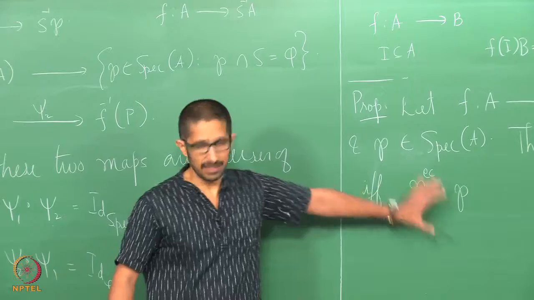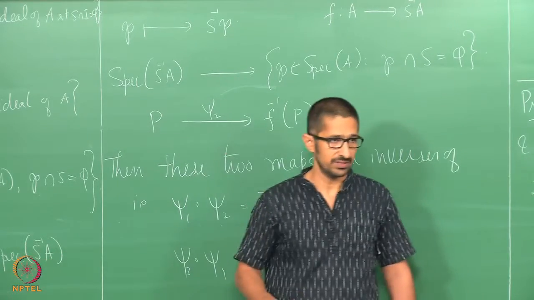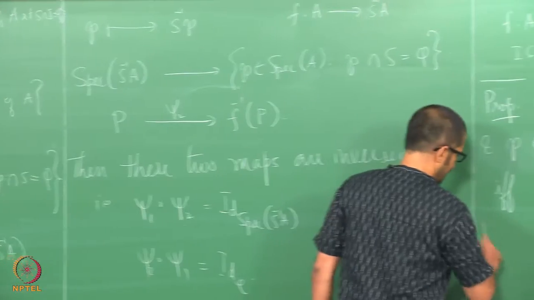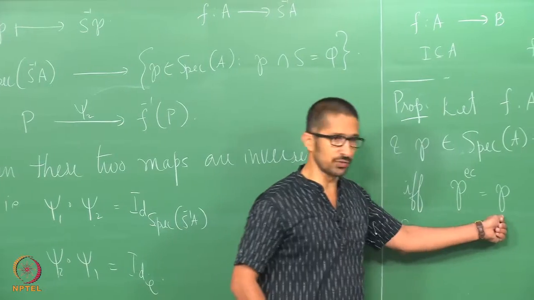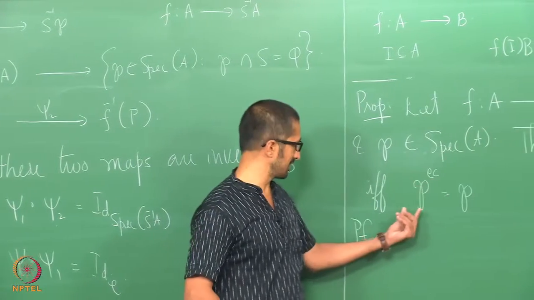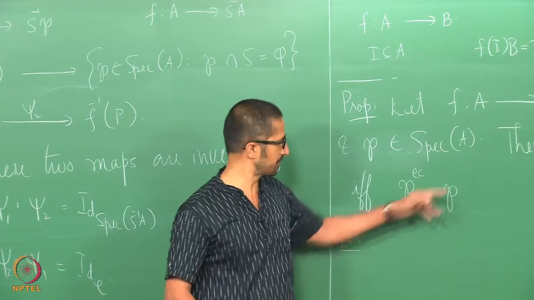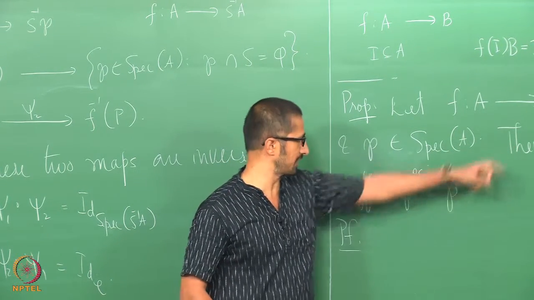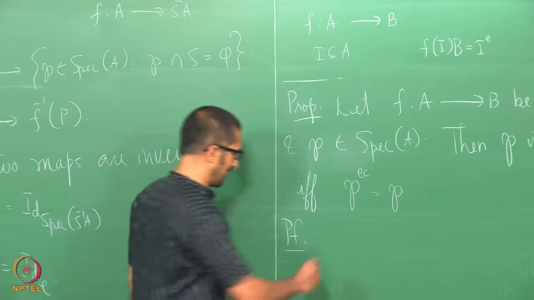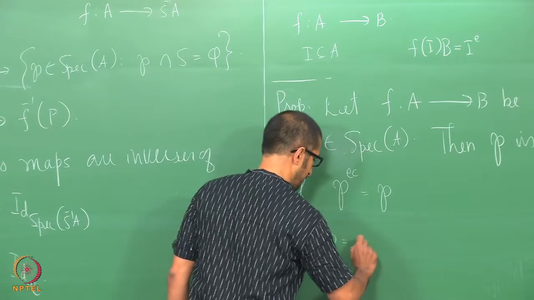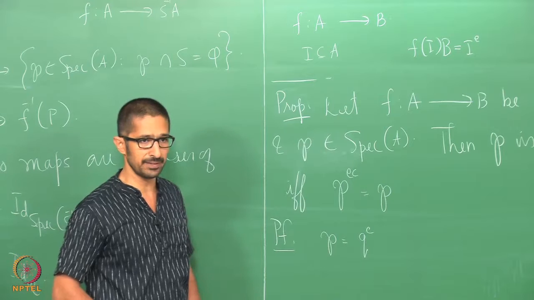Okay. Every prime ideal that does not intersect S in the case of S inverse A. Okay, so this is straightforward. If this is true, then by definition, P is the contraction of P extended. Therefore, if this is true, then P is contracted. Now, if P is a contracted ideal, that means P is equal to some Q contracted for some Q in B.